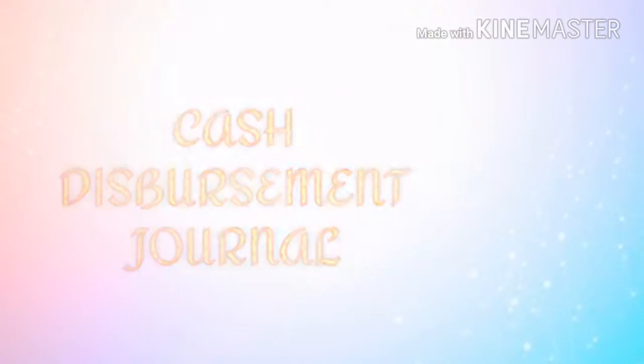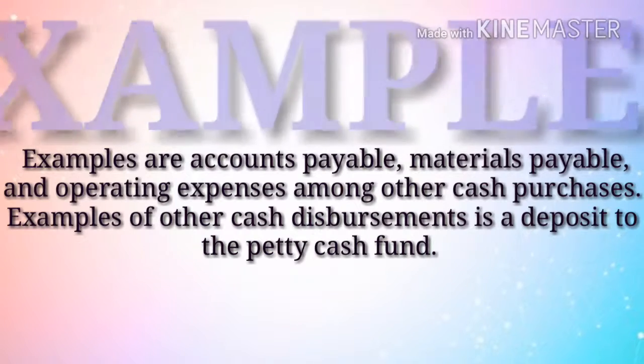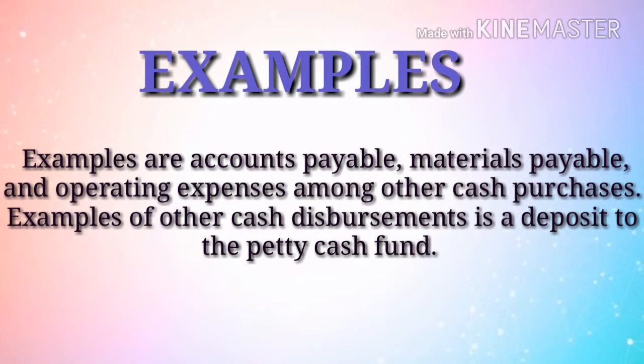Cash Disbursements Journal. Cash Disbursements Journal, also known as the Cash Payments Journal, is an accounting form used to record all cash outflows, purchases made in cash, or cash disbursements. Examples are accounts payable, materials payable, and operating expenses, among other cash purchases. An example of another cash disbursement is a deposit to the petty cash fund.